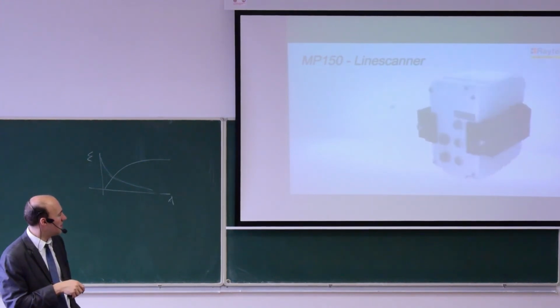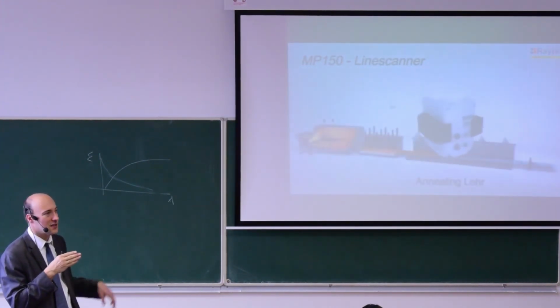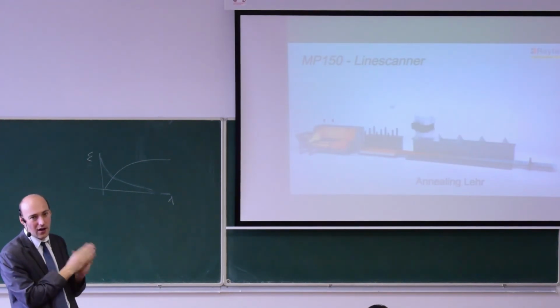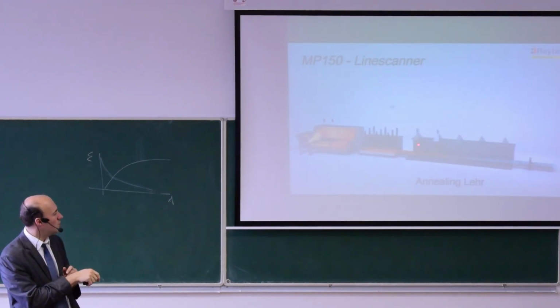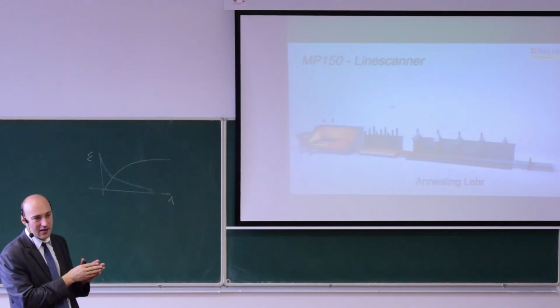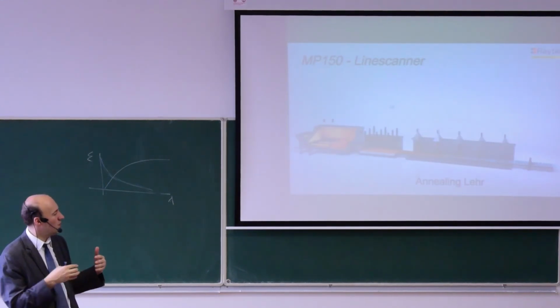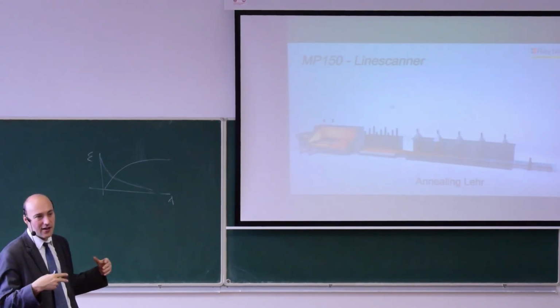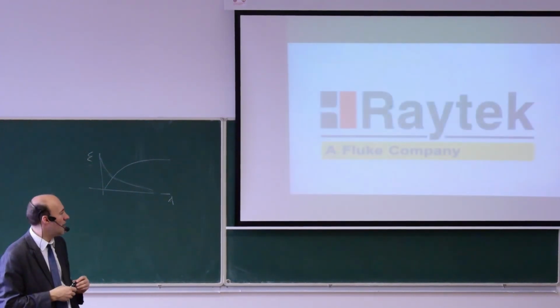So this is an example of a line scanner. It's basically a thermal camera, but it gives you a temperature profile in a line. So they are able to measure if the temperature is uniformly distributed in the entire product, in the entire sheet of the glass.